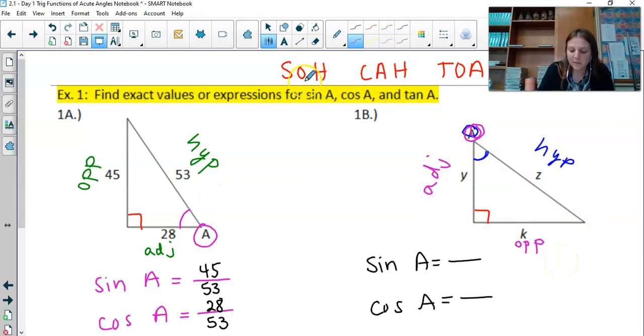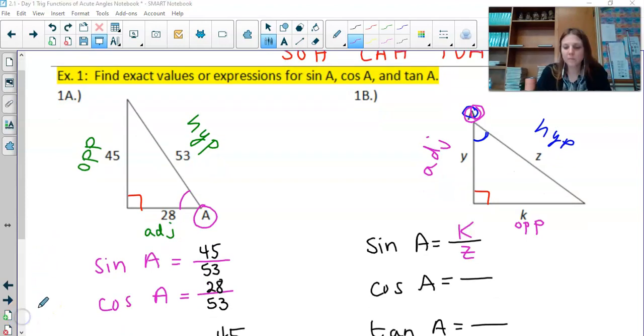Okay, go ahead and set these up and you can use this ratio if needed. So pause the video and try to set each one up. Opposite over hypotenuse. Hopefully you put K over Z.